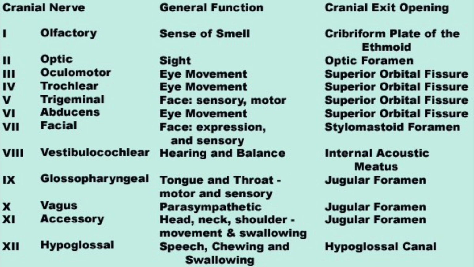For shoulder and neck movement, cranial nerve 11 or spinal accessory nerve is responsible. For the tongue movement, symmetry and position, cranial nerve 12, called the hypoglossal nerve, is responsible.